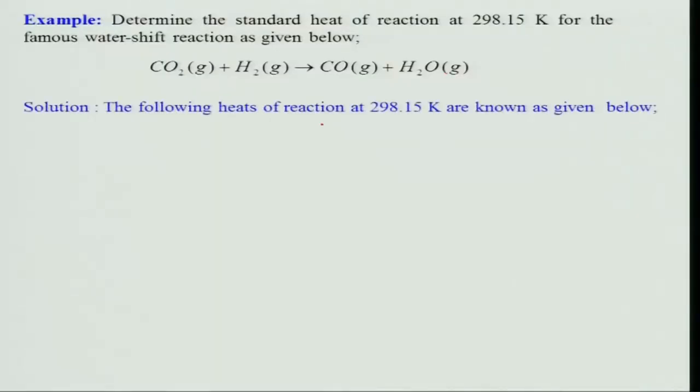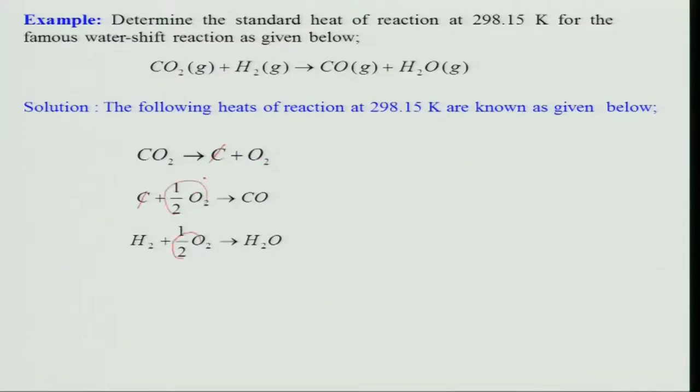The following heats of reaction at 298 are known. For example, CO2 going to C plus O2, we know that. We also similarly know C plus half O2 going to CO, where carbon reacts with oxygen going to CO. And we know hydrogen reacting with half oxygen going to water. If I know these three reactions and add them all, can I get this water shift reaction? Yes or no? I can cancel this out, and this oxygen, half and half, I can cancel. What I land at is CO2 plus hydrogen going to CO plus water.